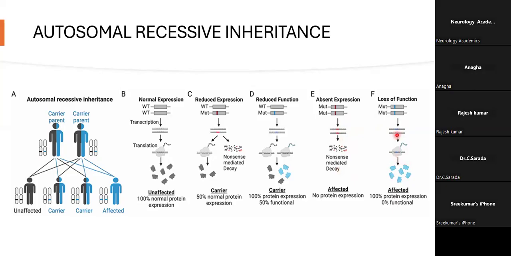Another is the loss of function, as we have seen here. There is a protein that is formed, but that is not functional. So here there is 100% protein expression, but 0% is functional. So here in case of autosomal recessive inheritance, there is either reduced expression or formation of non-functional protein with 100% expression. So the gene therapy that will be required in these disorders will be mainly to replace the protein that is not produced or the protein that is dysfunctional.